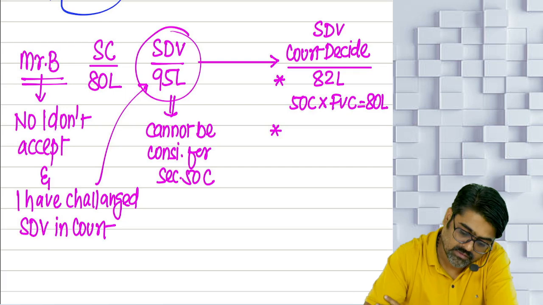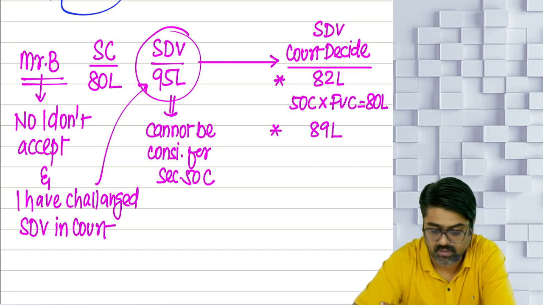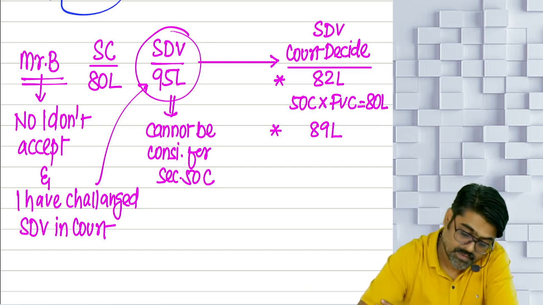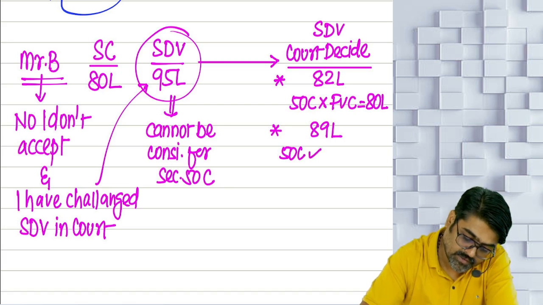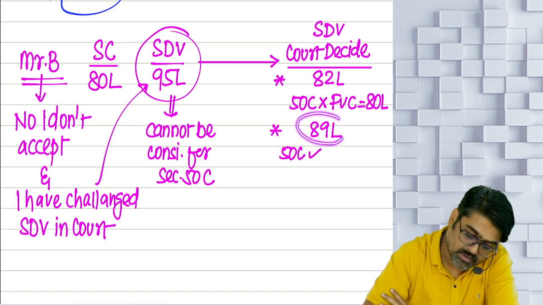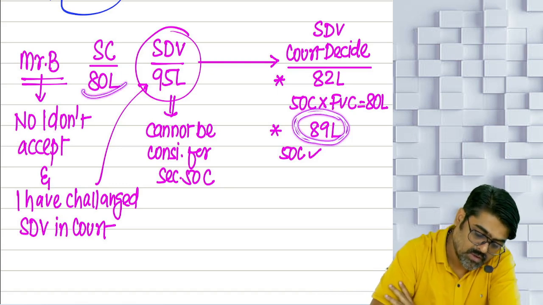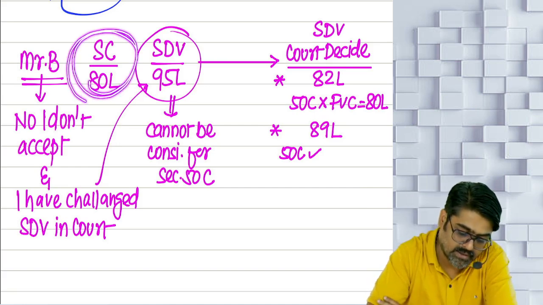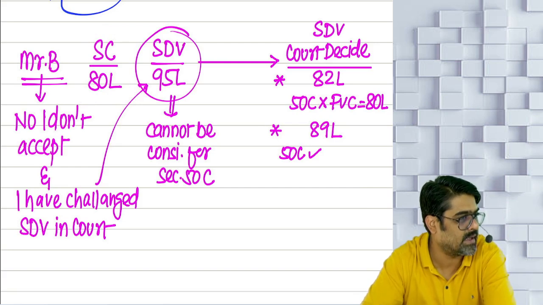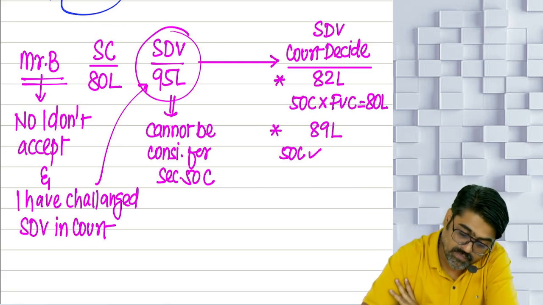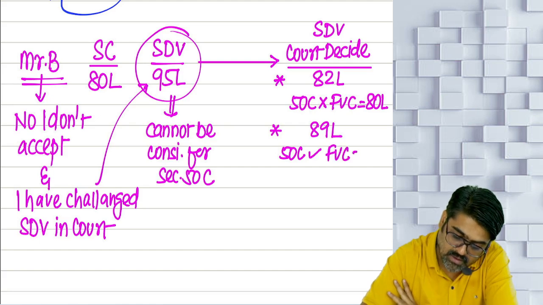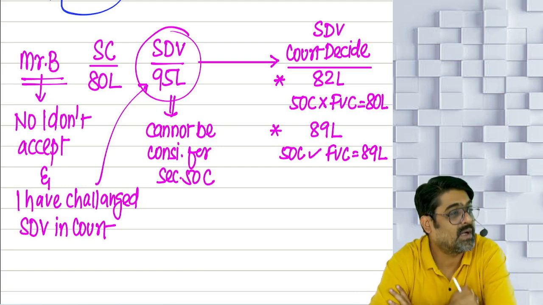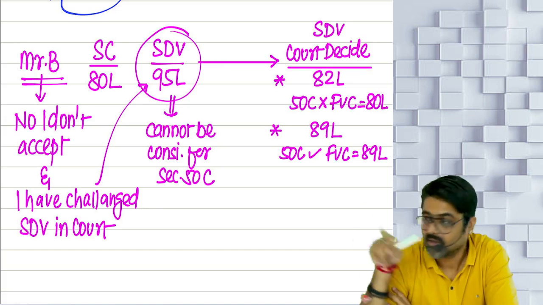What if the court decides that the stamp duty value is 89 lakhs? Possible or not? Then 50C will come. Why? Because the decided stamp duty value and the sale consideration difference is 9 lakhs. And 9 lakhs is more than 8 lakhs. Yes or no? 10% of 80 lakhs. So here 50C will apply and the stamp duty value decided by the court will now be taken as your full value of consideration.